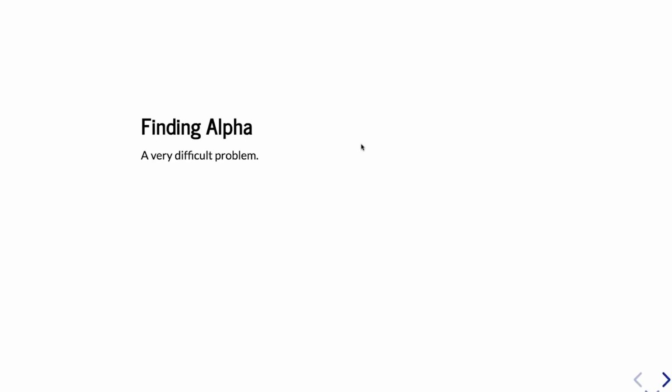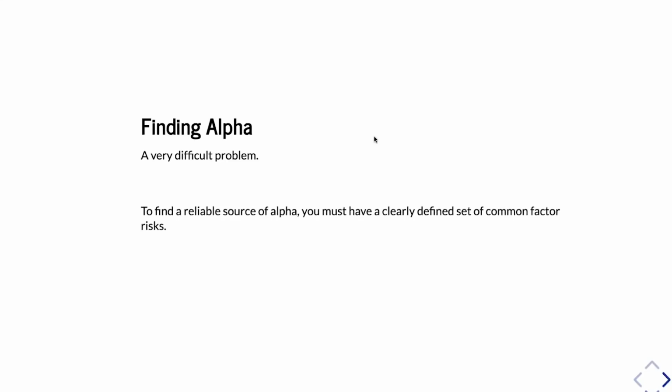So if you have a lot of returns coming from the market and you don't want exposure to the market, then you have to go back to the drawing board and find some other source of alpha that is actually alpha. So it's this very difficult problem. And to find a reliable source of alpha, you have to have this clearly defined set of common factor risks from the outset. You need to know what you don't want from the beginning so that you're appropriately designing strategies to be aware of sectors or aware of styles or aware of whatever individual components you may be worried about in your investment mandate.